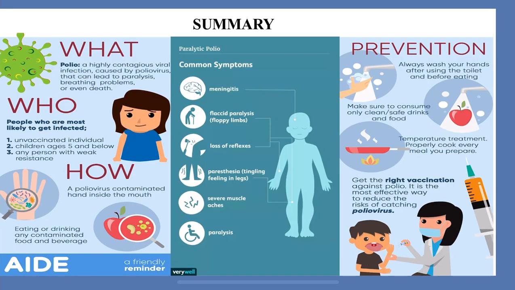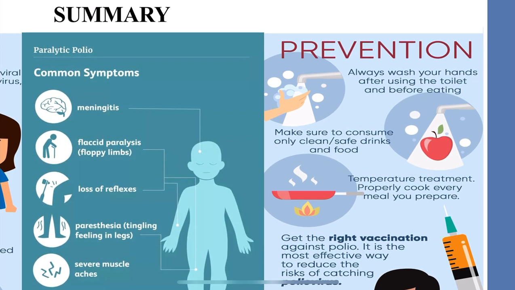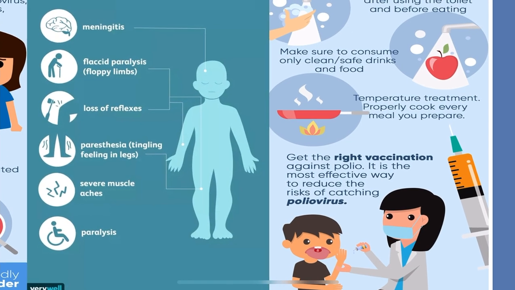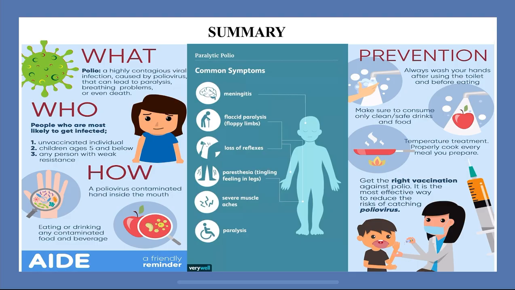So now, how can we prevent the polio? Always wash your hands after using the toilet and before eating. Make sure to consume clean, safe drinks and food. We need to cook the meals properly at a good temperature before we eat them, and then get the right vaccination against the polio. The most effective way to reduce the risk of catching the polio virus is getting vaccinated at the right time.